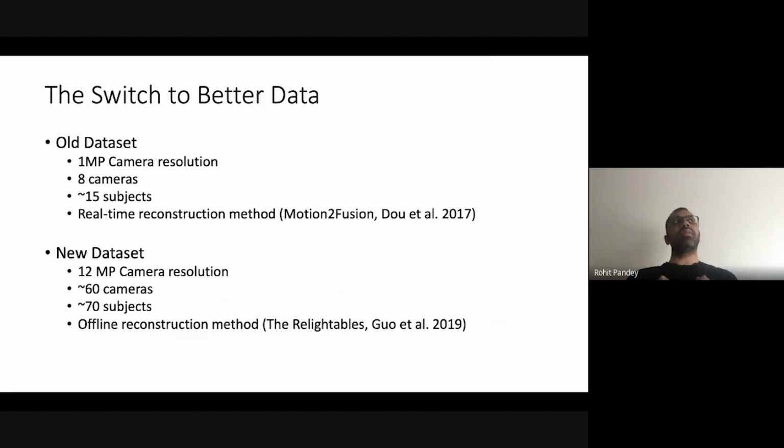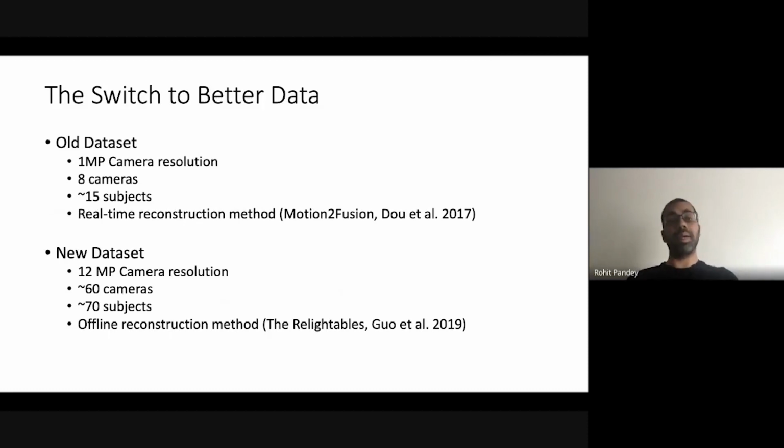Now, the two approaches that I mentioned were trained on the same data set. This was coming from our older rig. This rig had 1 megapixel cameras. It had about 8 cameras, and the data set only had about 15 subjects. The reconstruction methods that we used for the mesh for Looking Good, for example, came from a real-time reconstruction method, Motion2Fusion, Dou et al. 2017 in this case. Now, we realized that a lot of the shortcomings of our results were because of the data that we were capturing.